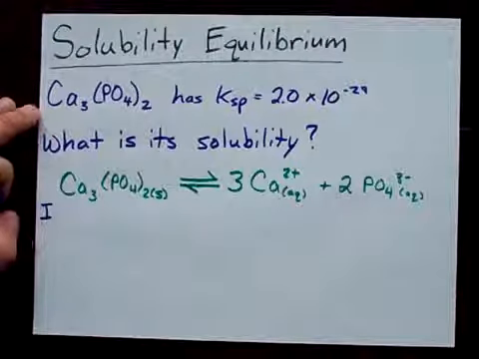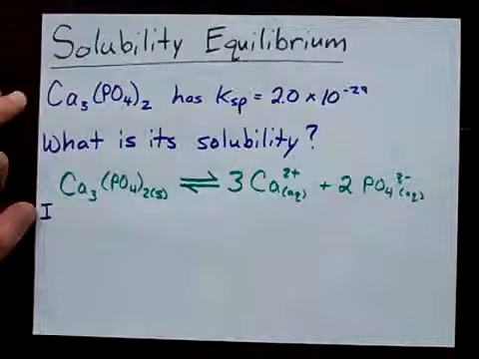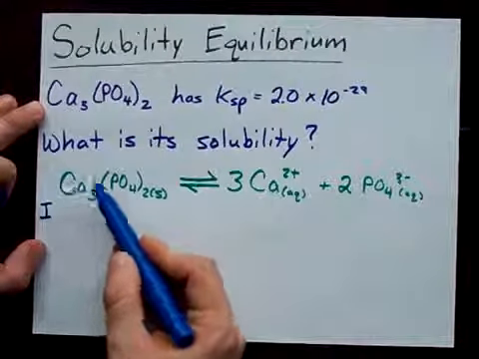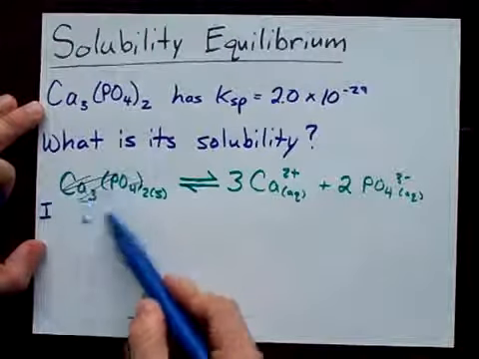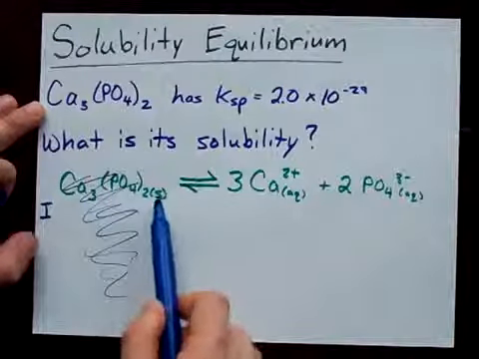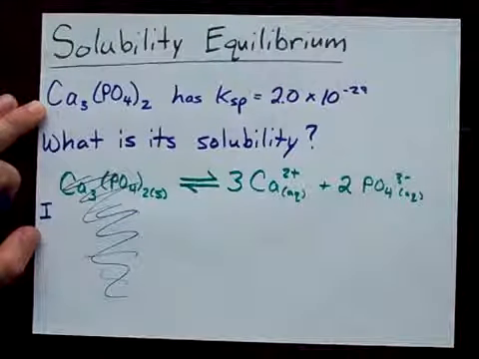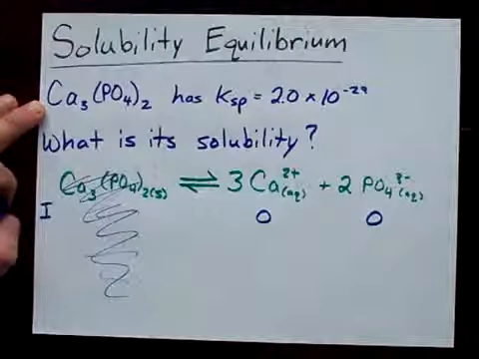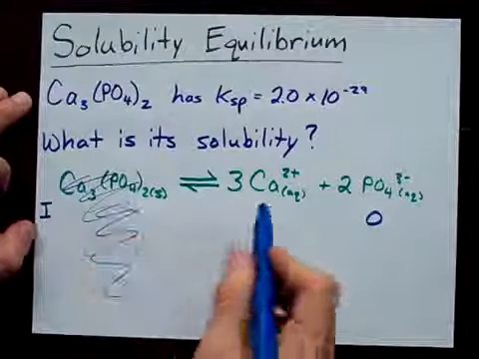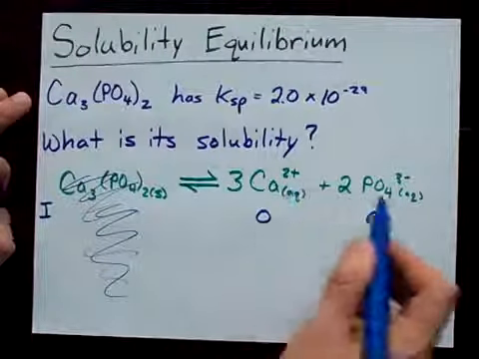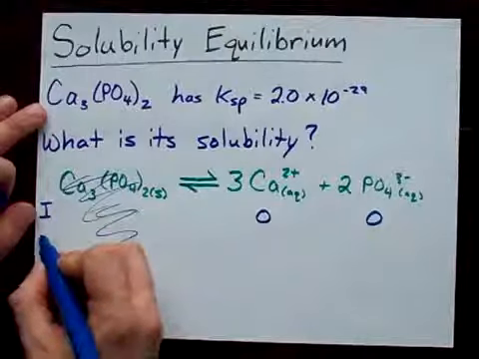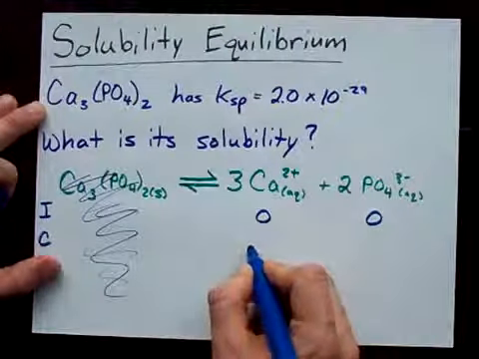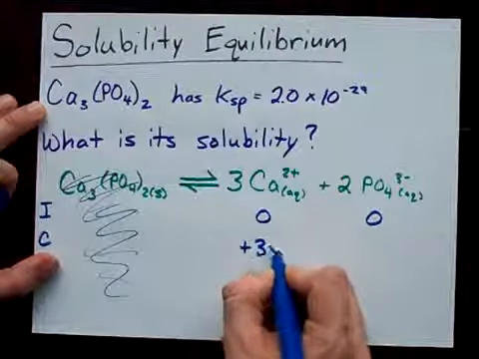Well, we're going to start here with my initial concentrations. The initial concentration of the solid doesn't even really matter because solids don't really play a role in equilibrium. The initial concentration of each of these ions is clearly 0 because we're starting only with solid, so we start with none of these in solution. The change: well, we lose some of this solid, but again, it doesn't matter. We end up gaining some calcium.